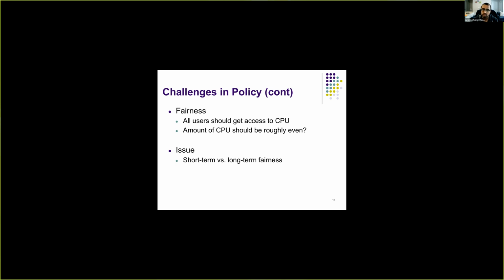And there are again some issues with fairness. For instance, long-term fairness may not be the same as short-term fairness. So the decisions that we take may seem fair in the short term. However, if you consider long-term effects, the decisions may not be fair. So achieving fairness is not so easy.